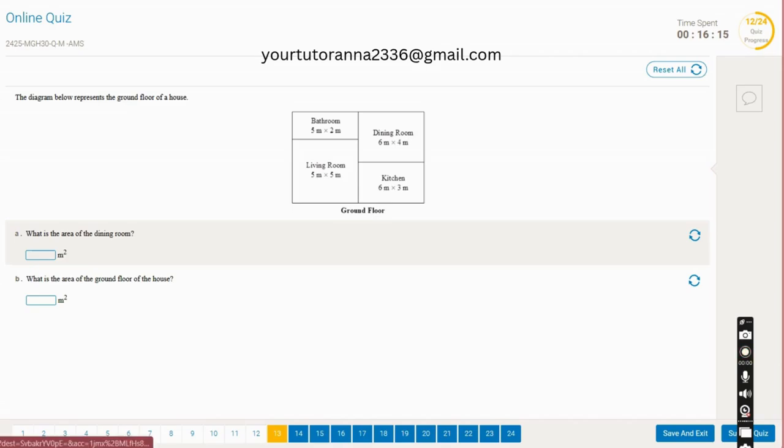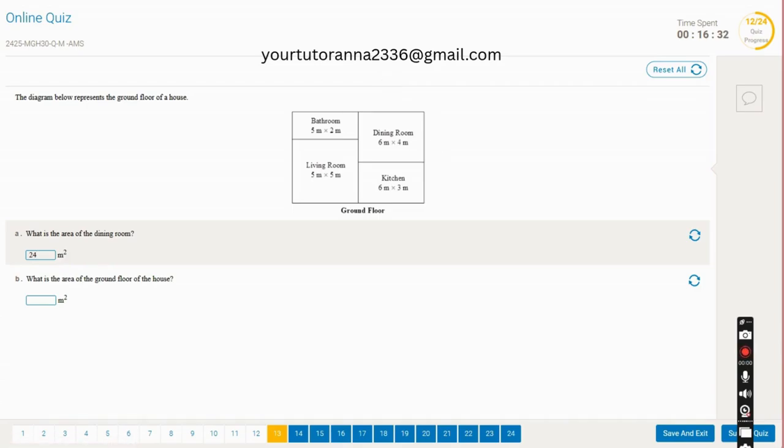On here, what is the area of the dining room? What are you going to do here? Go to the dining room. It's a rectangle, so 6 times 4. How do we find the area for a dining room? We multiply the length times the width, which is 24 in this case.